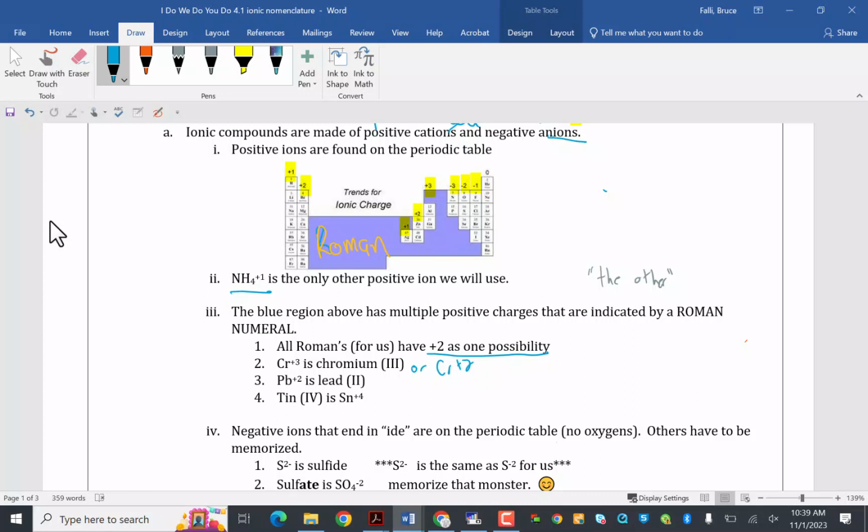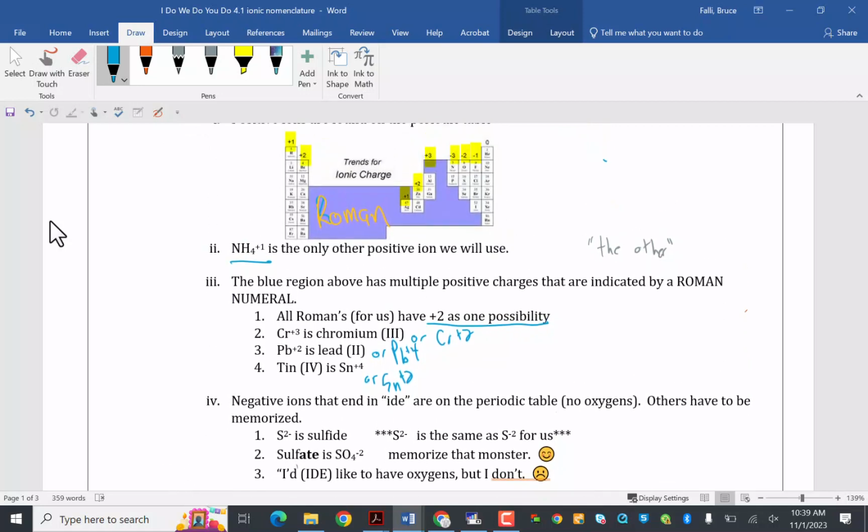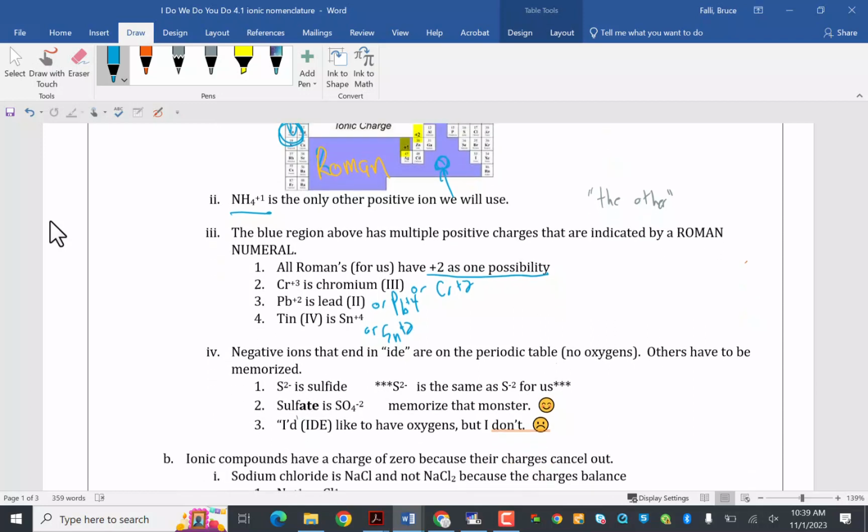Lead is lead +2 or lead +4. And this would be tin or Sn +2. You don't need to remember which is which, but you do need to know that you have to tell them the charge. Otherwise, we don't know the charge. If I say sodium ion, the whole world knows it's +1. But if I said lead, you're like, I don't know what that one is, because there's other choices.